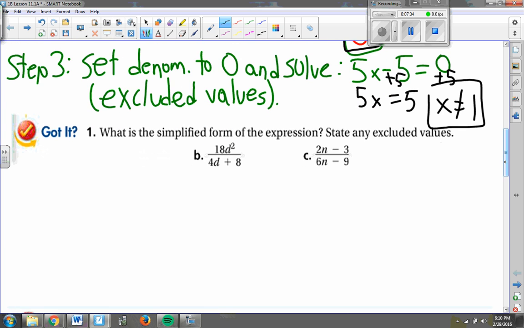Now I'd like you to take a minute and try these two expressions: 18d squared over 4d plus 8, and 2n minus 3 over 6n minus 9. Factor out what you can, cancel what you can, and find my excluded values, please. Pause the video, take a look at those, then come on back and I'll show you what we should get.